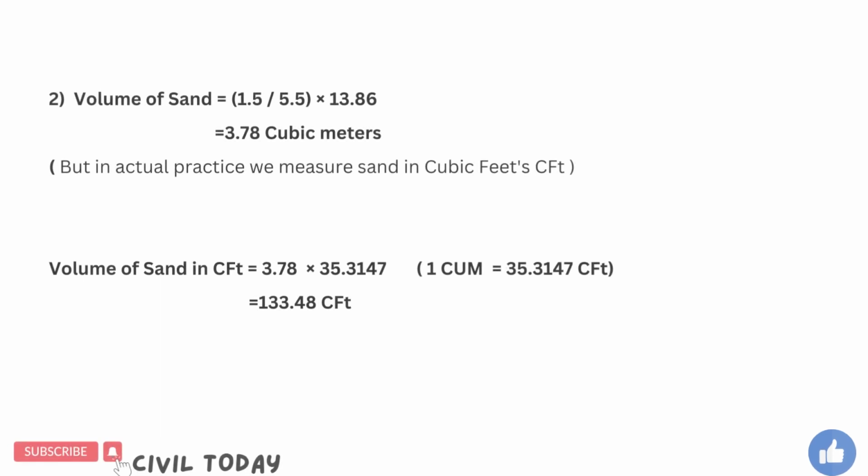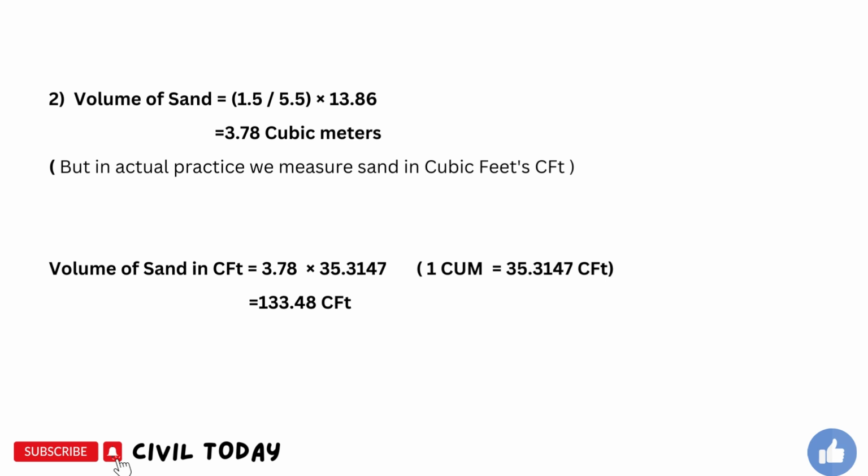Now moving to our second point, we have to calculate the volume of sand. How much volume of sand will be required for the construction of the slab? Same here, the ratio of material is 1.5 divided by the sum of proportions 5.5 and multiplied by dry volume. If we multiply them, we get the value 3.78 cubic meters.